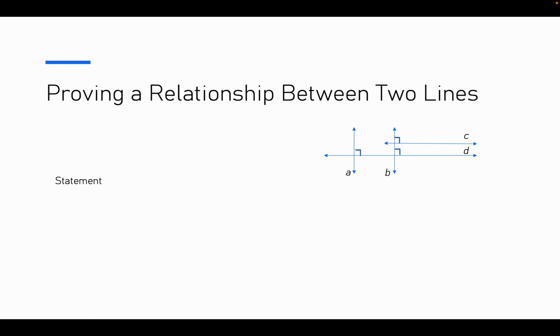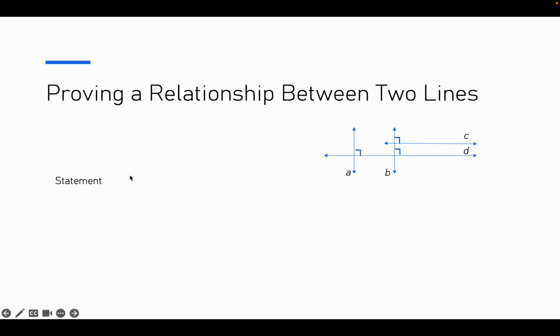So let's go ahead and try proving a relationship between two lines. Here we have four lines. We have line A, line B, line C, and line D. I can tell that C looks perpendicular to B. Also, D is perpendicular to B because I have the little right angle boxes there, and I have A that is also perpendicular to D because of that little right box.